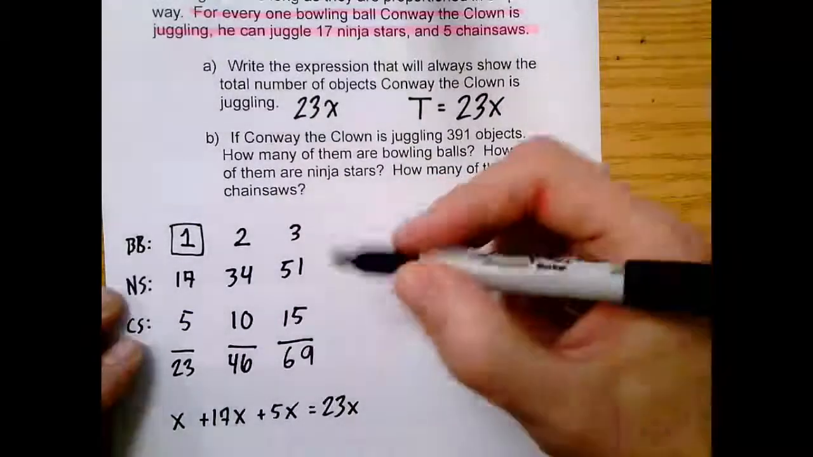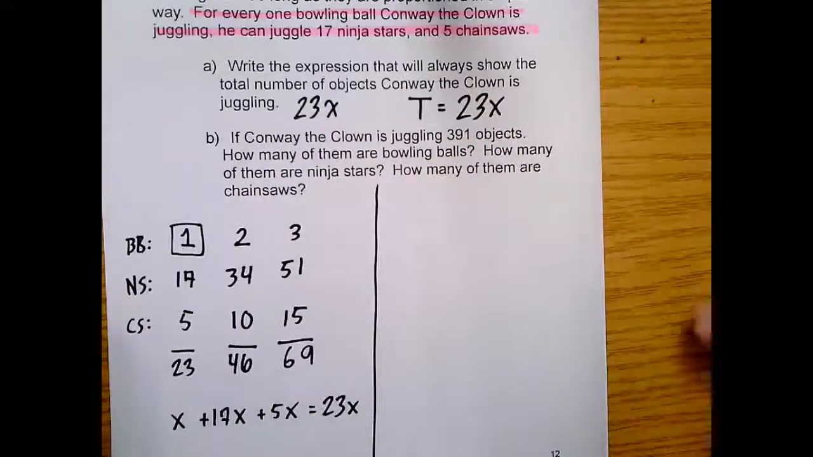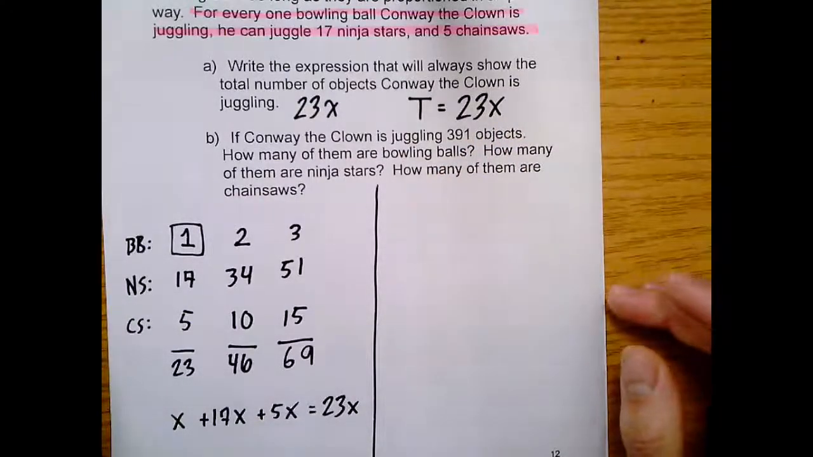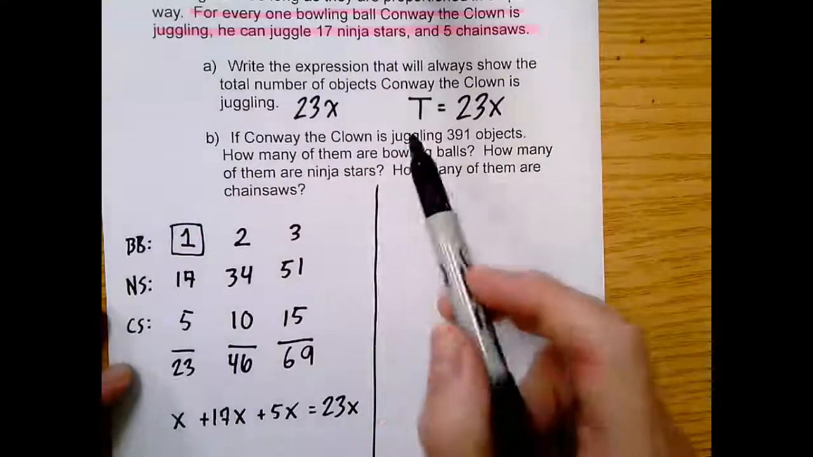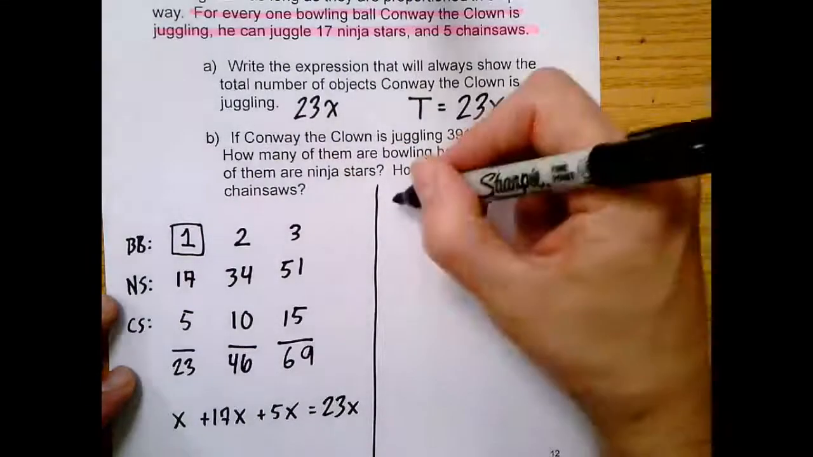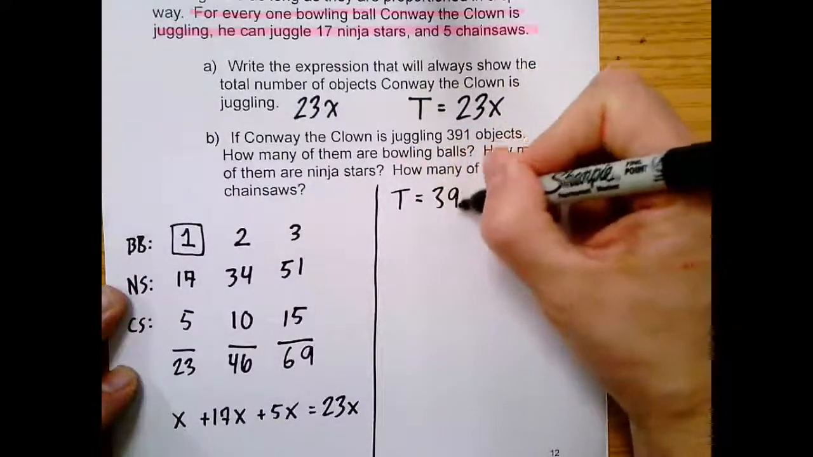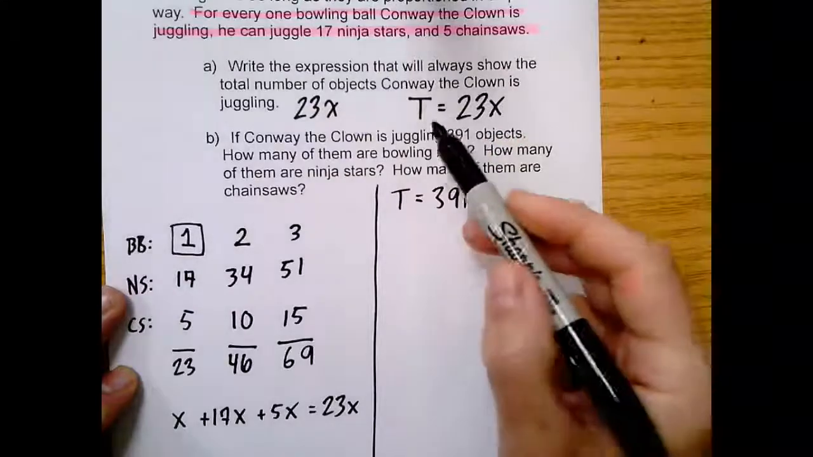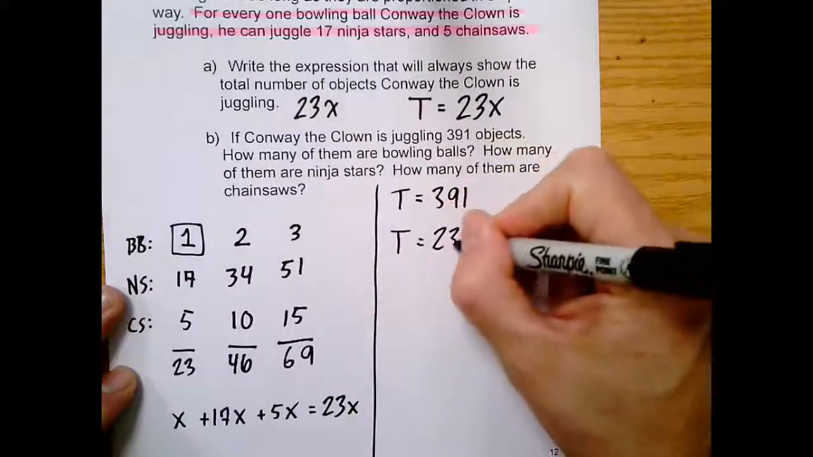But we don't have to do all that. We can actually, let me draw a line here. We can actually really approach this algebraically, save ourselves some time, and go from here. So think about this. They said the total is 391. So they already told me, hey, that total is 391 objects. But up here we said the total is 23x.